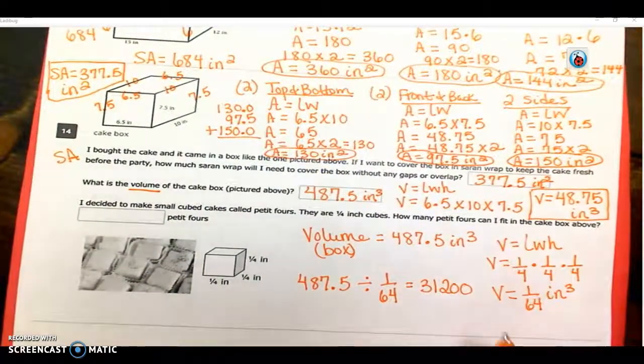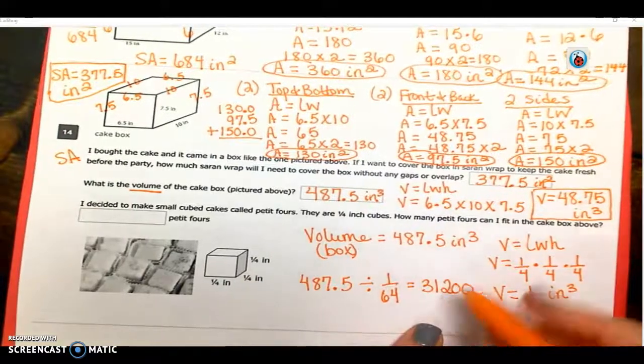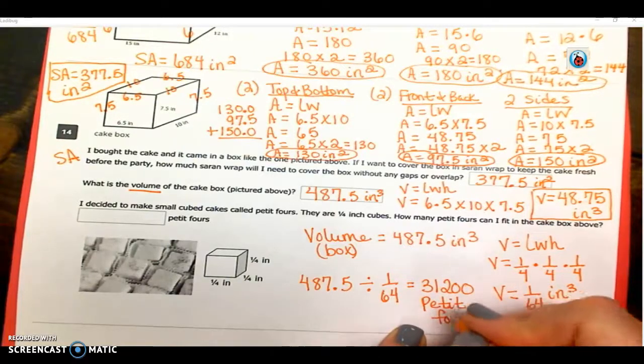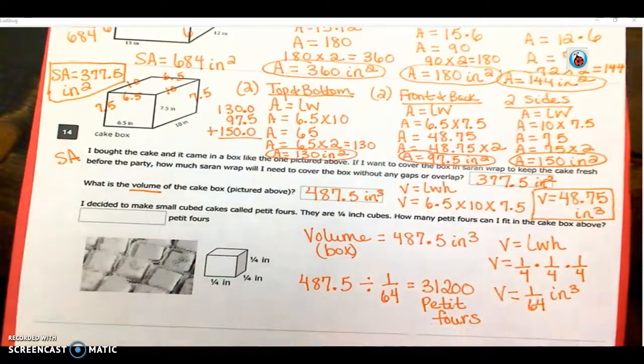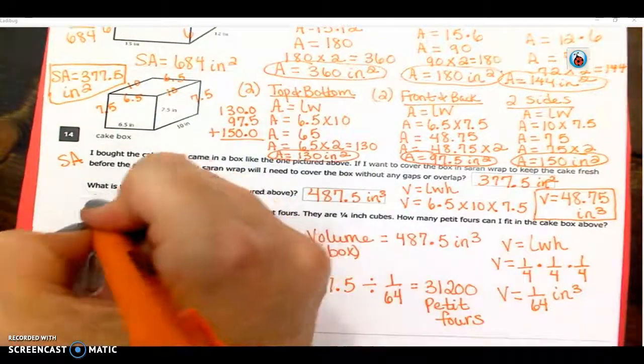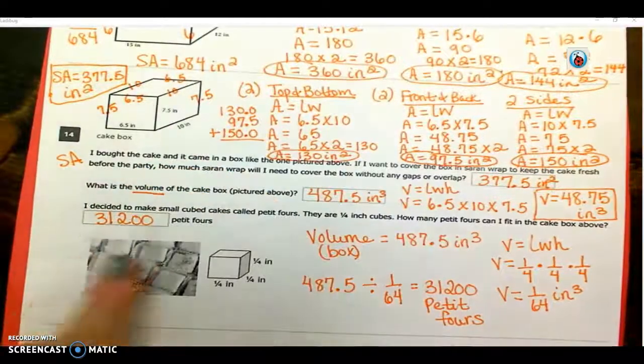So 31,200, be careful of your question. The question is how many Petit Fours. So this is how many Petit Fours will fit into the box. Okay, so right here, 31,200 Petit Fours.